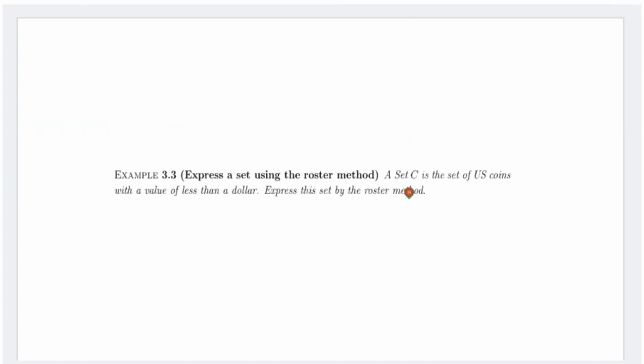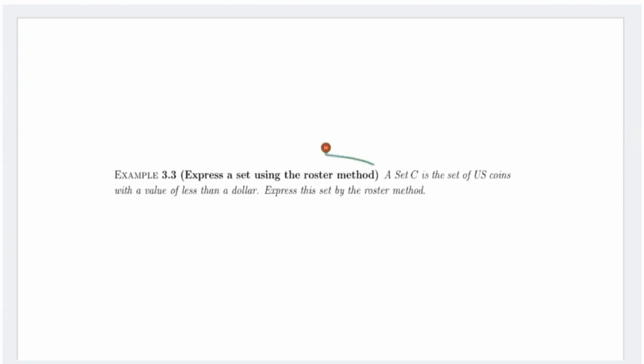Now you have a roster method, so I want to list out all the elements of the set. Remember, this is the word description. We describe in words: set C is the set of all US coins valued less than $1. Are we able to list out all the elements? Okay, Michael.